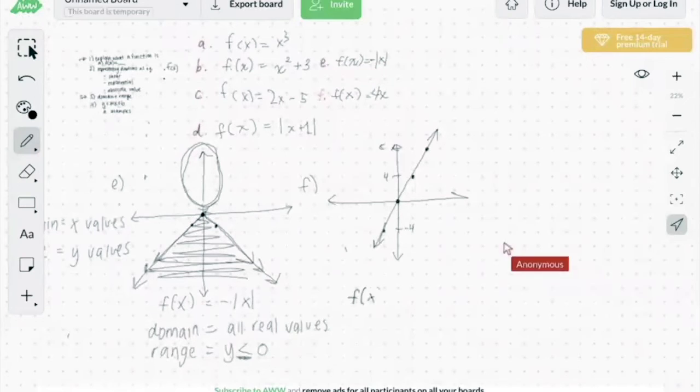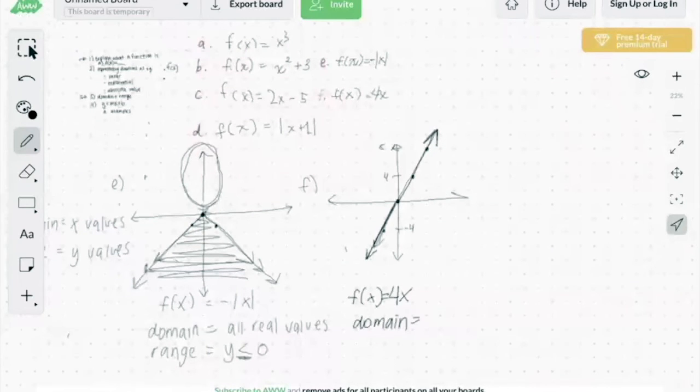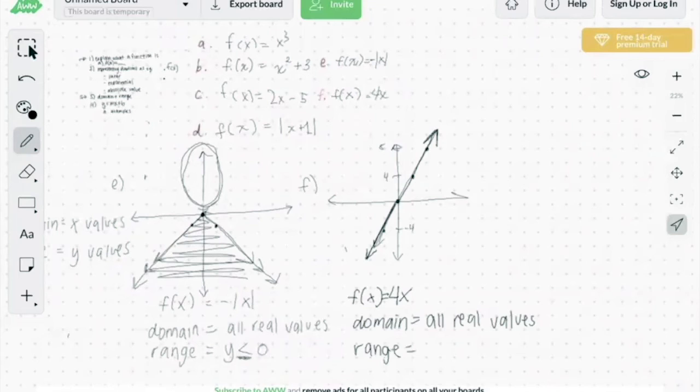So first we know the graph is 4 times x, domain, all, so we want to see how many x values are present. Looking at this graph, this going to the left side, it will forever go down and to the left. And looking at the right side, it'll go forever upwards towards the right. So we know that the domain is all real values. And how about the range? So range is also all real values, because we know that this side will reach towards positive infinity, while this side will reach towards negative infinity.